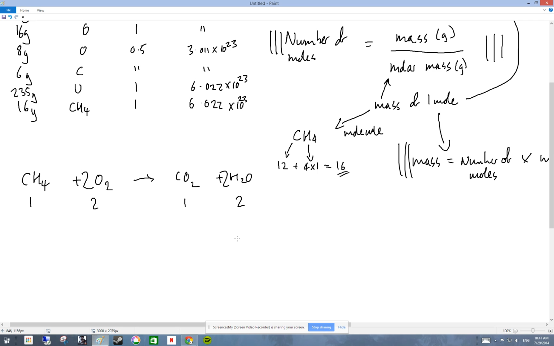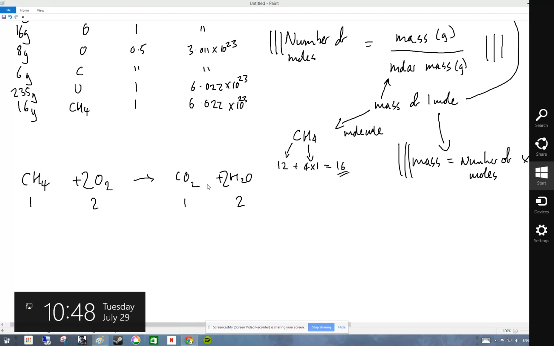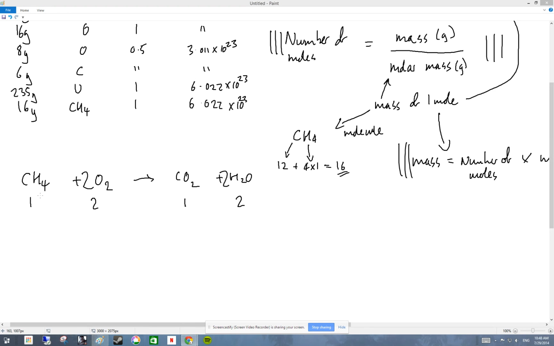But in the real world, we're not talking about individual atoms or molecules in this case. We're talking about measurable amounts of stuff. And measurable amounts of stuff is measured in moles. So this is literally what 1 mole reacts with 2 moles to make 1 mole and 2 moles.